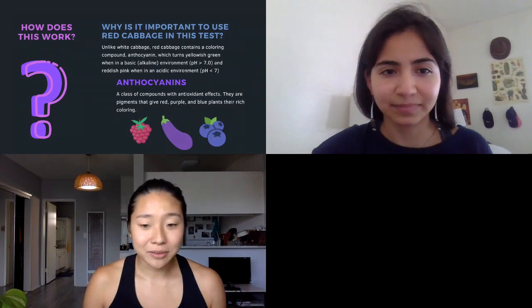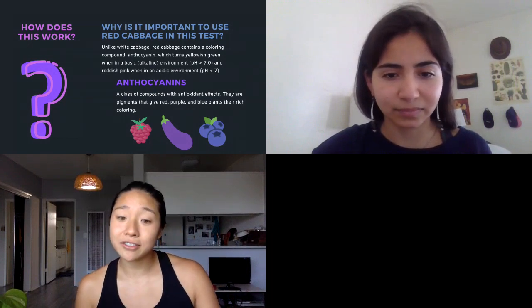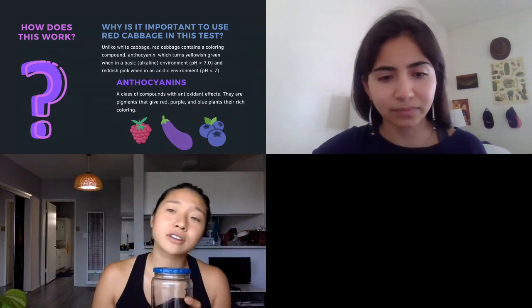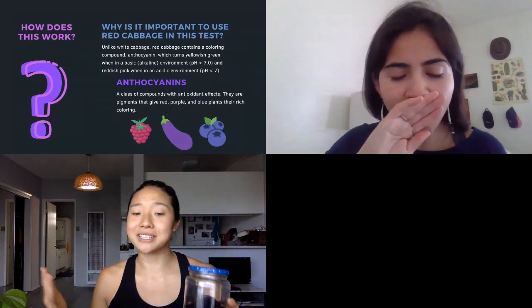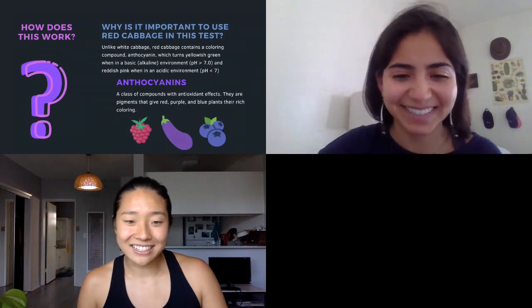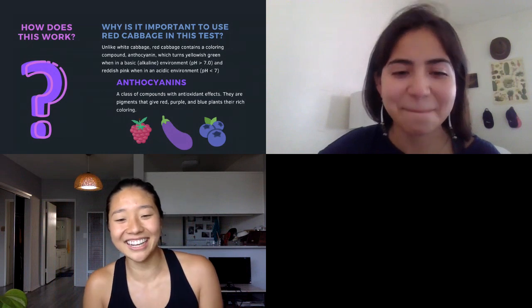And what's cool about anthocyanin is it's super sensitive to pH. So with this, you can achieve a huge range of colors, going from like yellowy green all the way to like bright berry pink or whatever. And yeah, it's really good.